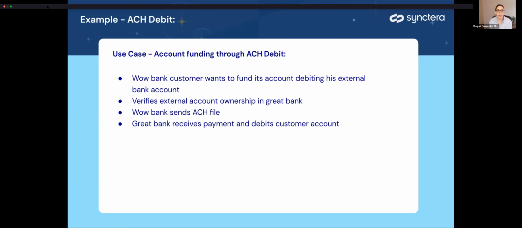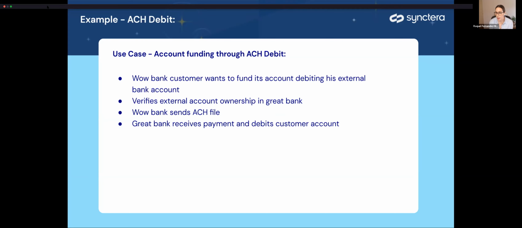And what I would like to do is to take you through an example of a traditional ACH. In this case, we are going to take you through an account funding through an ACH debit. We are going to have a bank customer, which is going to be the customer of Wow Bank. They want to fund their account and put money in their account, basically debiting an account in an external bank, which is going to be called Great Bank in this example.